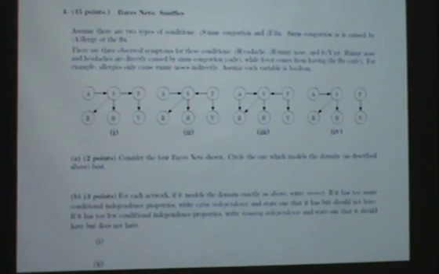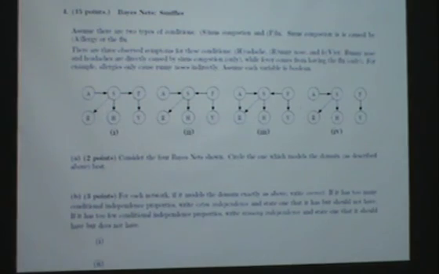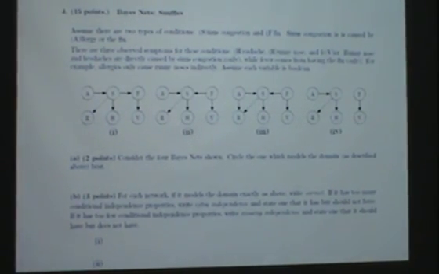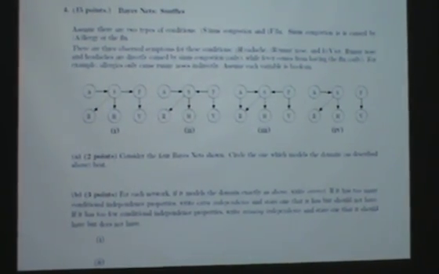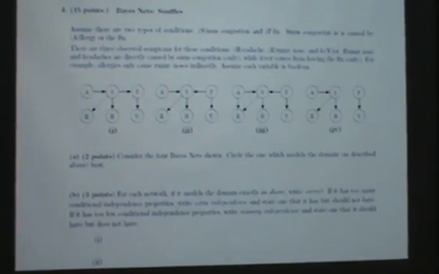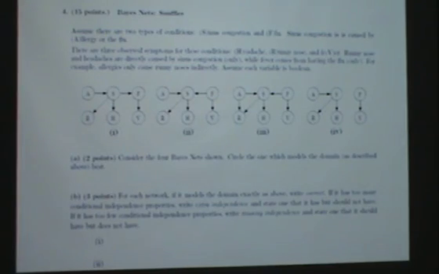Okay, so there are 2 types of conditions, sinus congestion and flu. Sinus congestion is caused by allergy or the flu. There are 3 observed symptoms for these conditions: headache, runny nose, and fever. Runny nose and headaches are caused directly by sinus congestion only, while fever comes from having the flu only. For example, allergies cause runny noses only indirectly. So, okay, assume each variable is Boolean, so it's true or false.